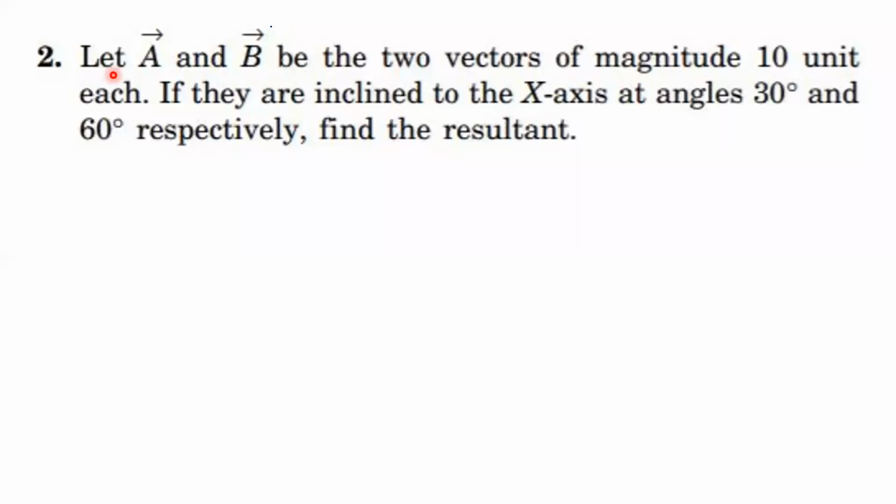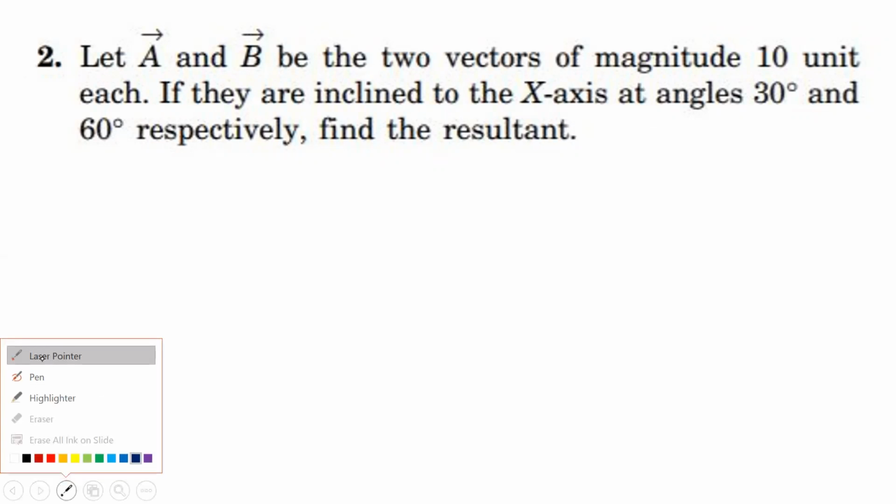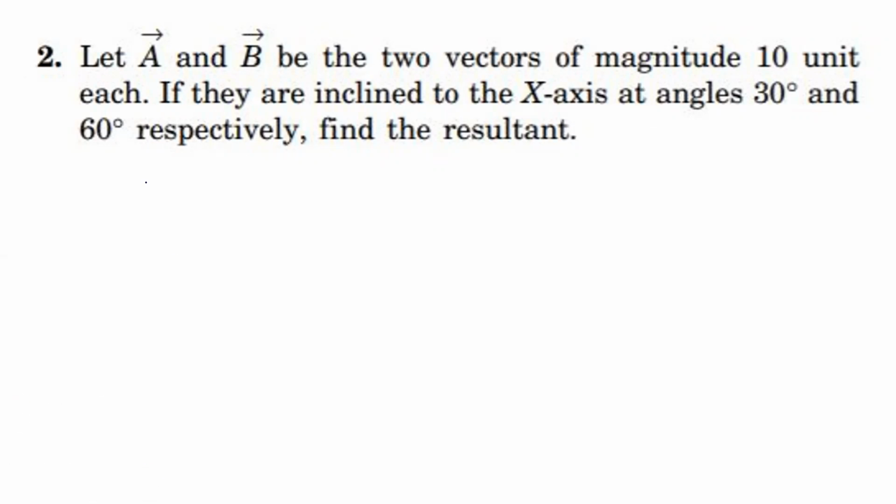Let us solve the second problem. Let A bar and B bar be two vectors of magnitude 10 unit each. If they are inclined to the x-axis at angles 30 degrees and 60 degrees respectively, find the resultant. In this question also we have to find a resultant, so we have to find both magnitude and direction. Let us assume this is the y-axis and this is the x-axis.